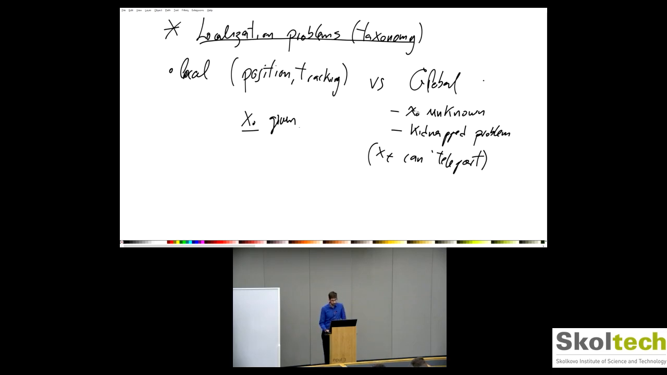Global localization, from not having an initial estimate, can always help. I mean, it can always happen, right? So you are simply not giving any information. And then basically you need to find where you are, because maybe you don't have the coordinates, or you cannot calculate them and then start the algorithm. So you need the algorithm to localize also.